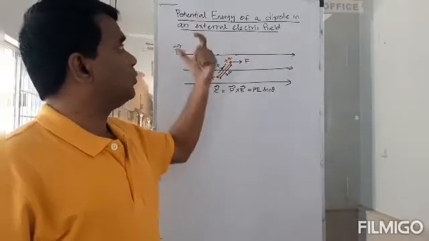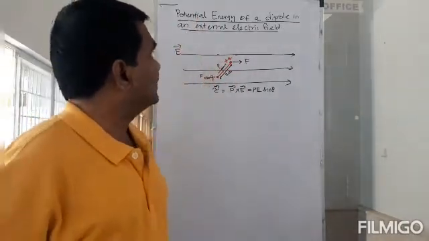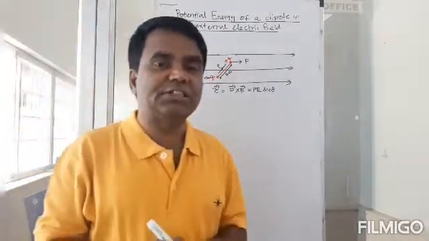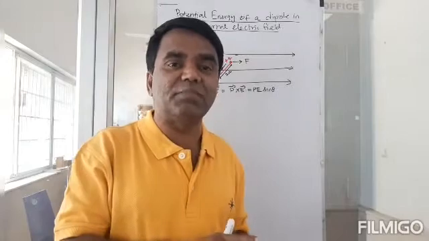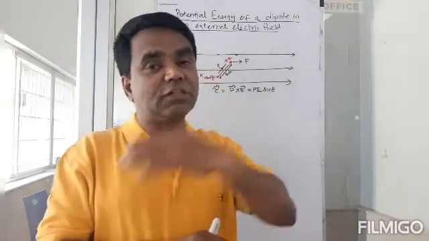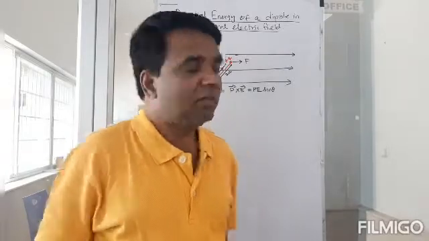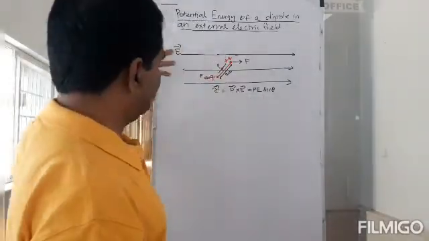We are going to find the potential energy of a dipole in an external electric field. So what did we say for potential energy? Potential energy is the work done by an external force against a conservative field. Here, which is the field? E is the field.